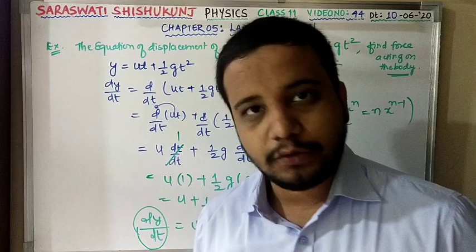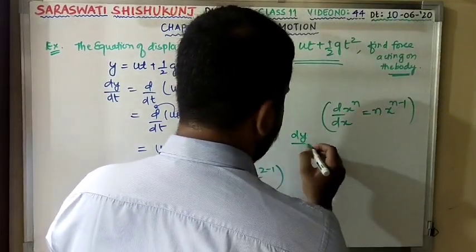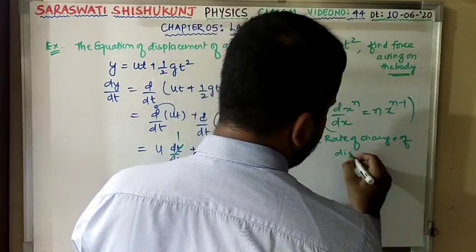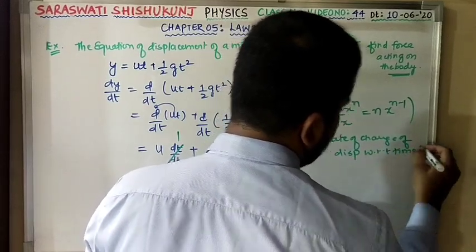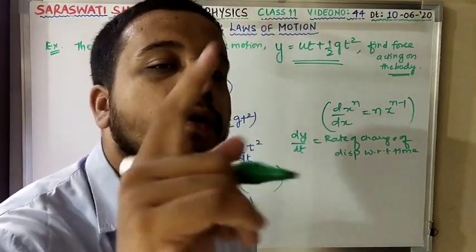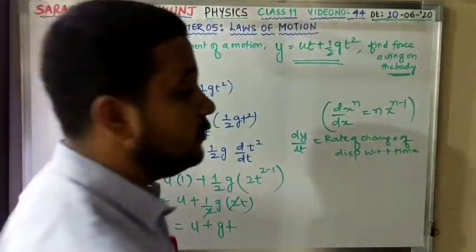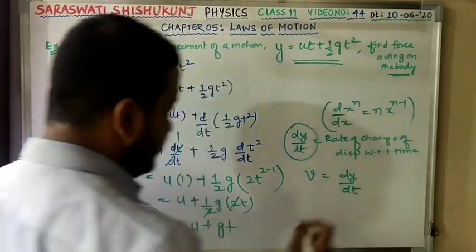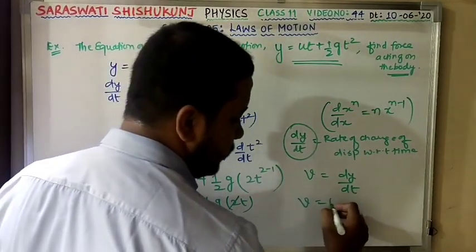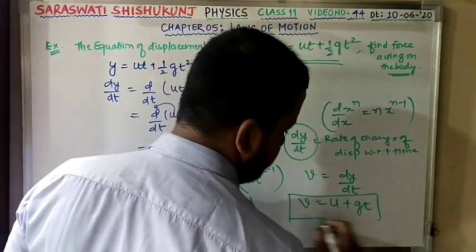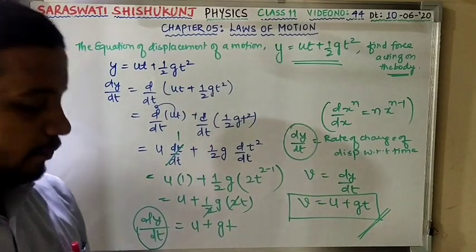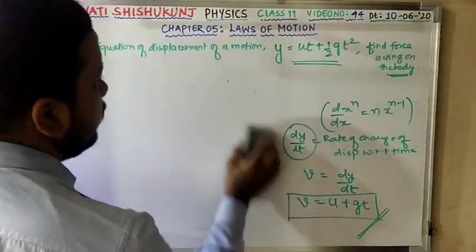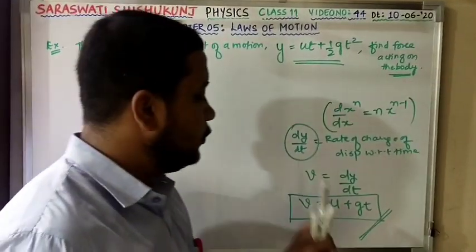Now remember one thing, this dy by dt is nothing but the rate of change of displacement with respect to time. Displacement upon time we do have one value, that is velocity. So I can write this as v. Instead of dy by dt, if I substitute v, I am going to get v is equal to u plus gt. Perfectly clear? Moving ahead, I do have the equation of velocity with me.